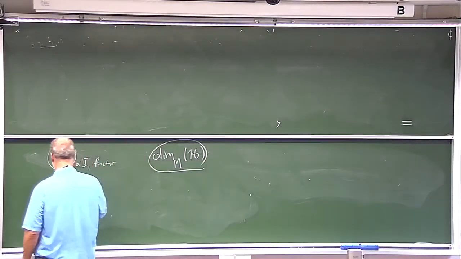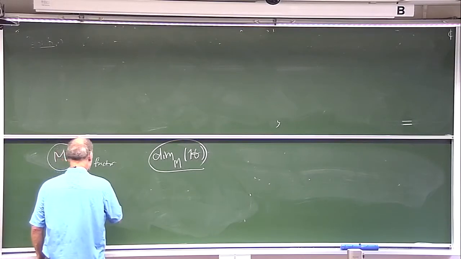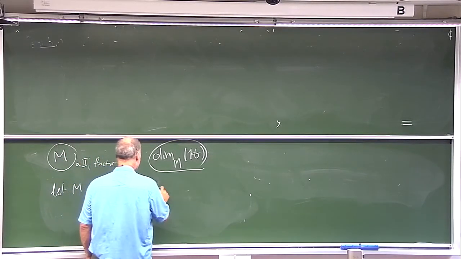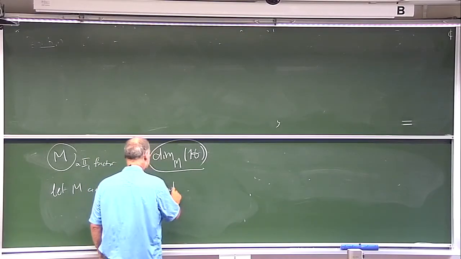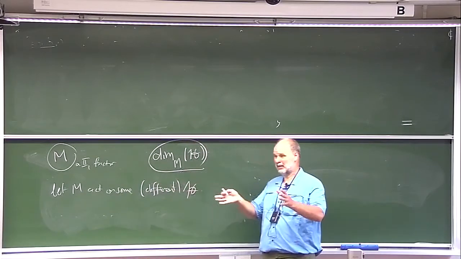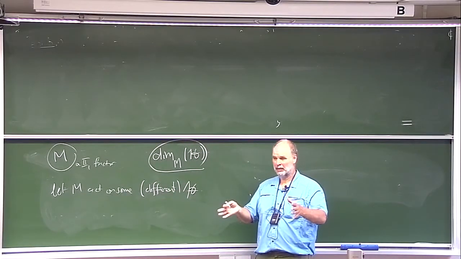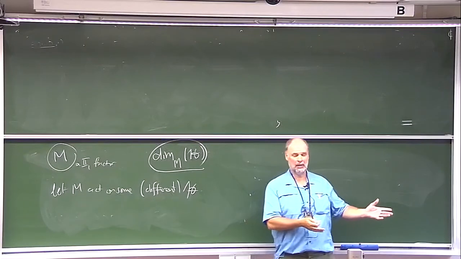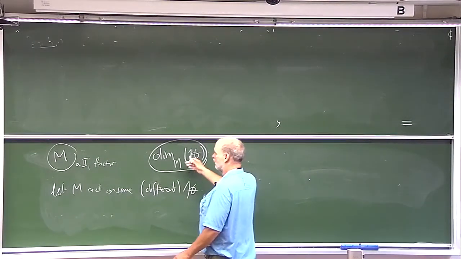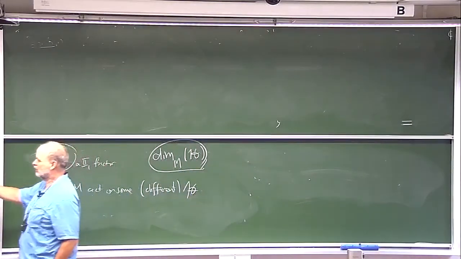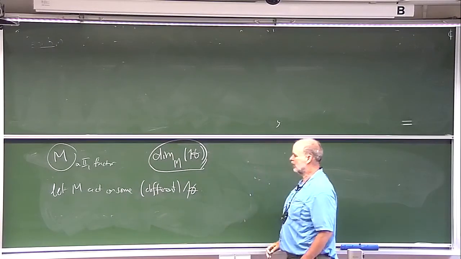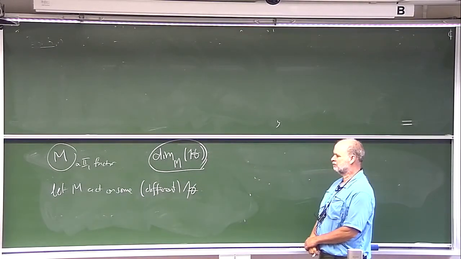Let M act on something different. So this always is a bit of a strange step. We have M, and by definition, it's acting on a Hilbert space. And we're saying, let it act on some other Hilbert space. Perfectly fine thing to do. And what I'm going to do is turn the trace on projections into a notion of the dimension measured by M of this other Hilbert space on which it's acting.